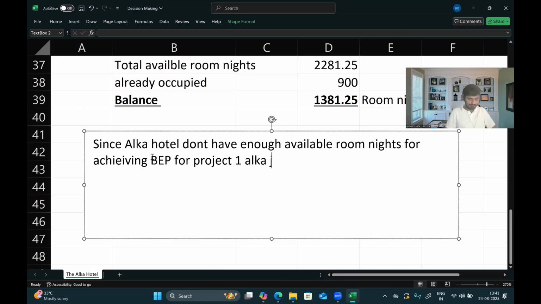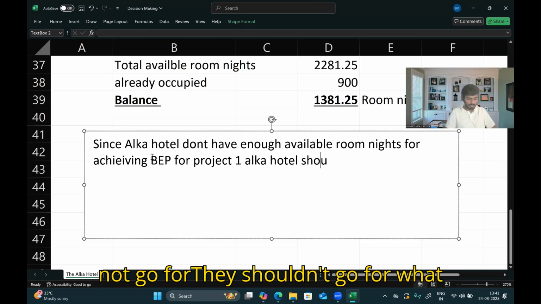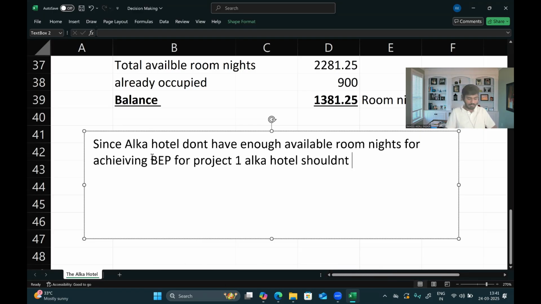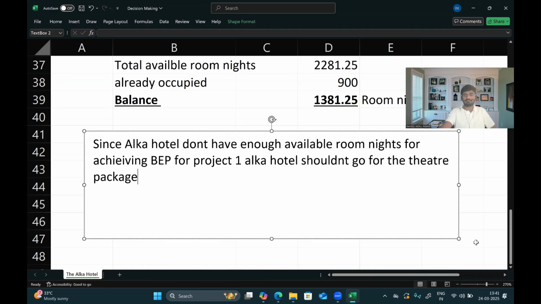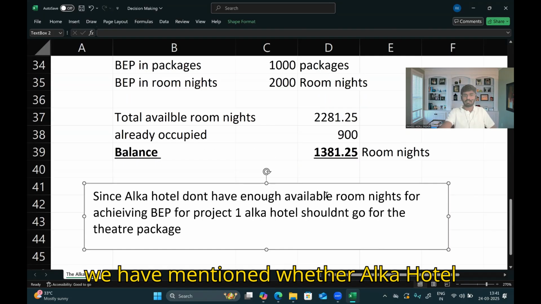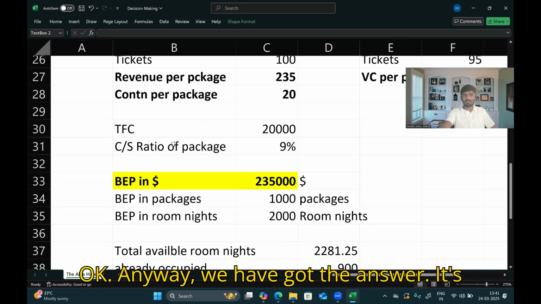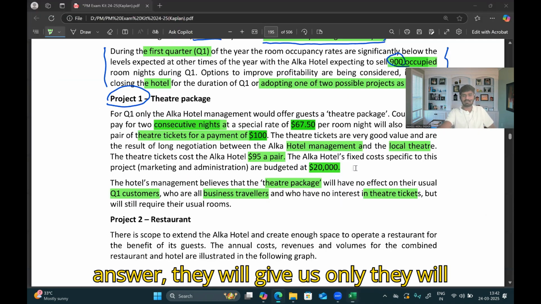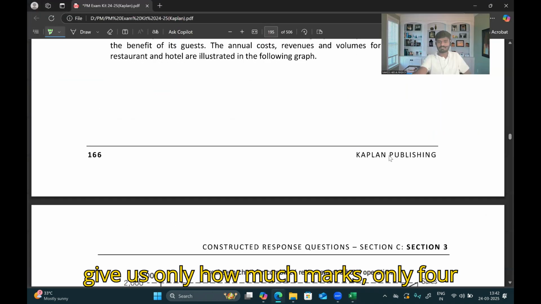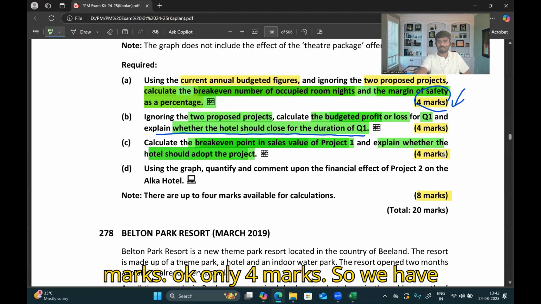Alka Hotel should not go for project 1, the theater package. We have mentioned whether Alka Hotel should go for the theater package or not. Anyway, we have got the answer. Even if it's a bit long answer, they will give us only 4 marks.